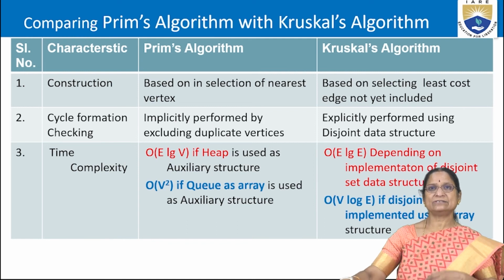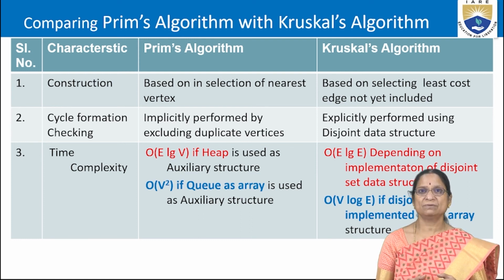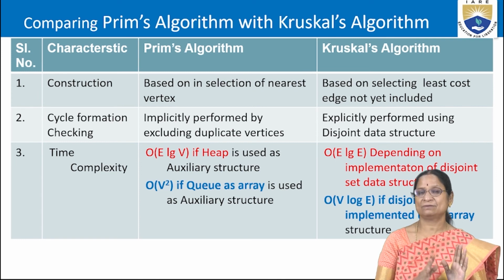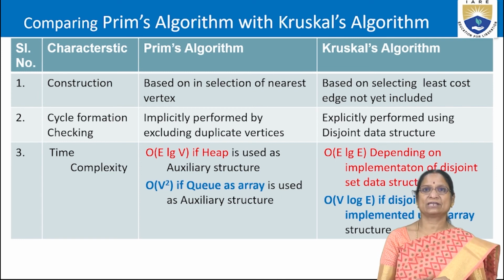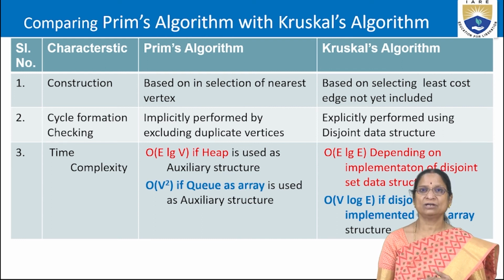So by using these two techniques, Kruskal's algorithm and Prim's algorithm, we are able to construct a minimum cost spanning tree, but based upon the greedy choice only. So remember that sometimes it may happen that we may not get a spanning tree having minimum cost by using these two techniques. Sometimes it happens, right?